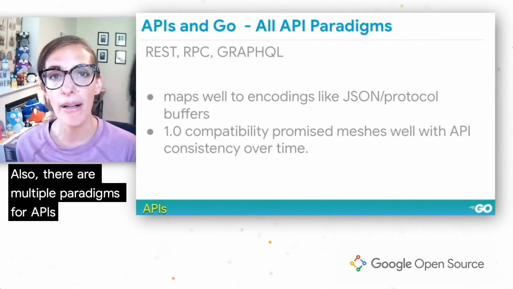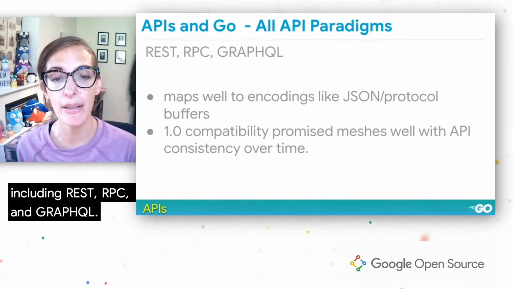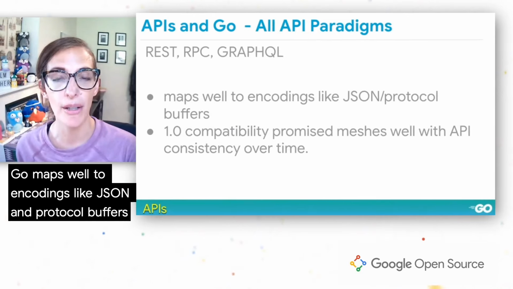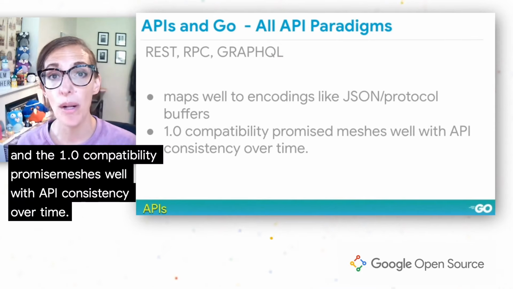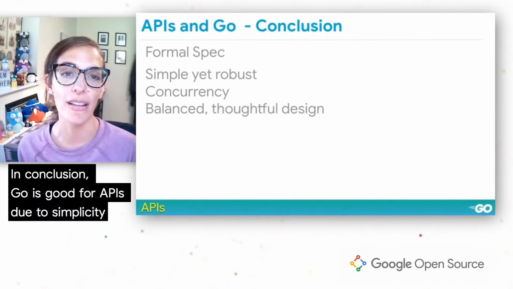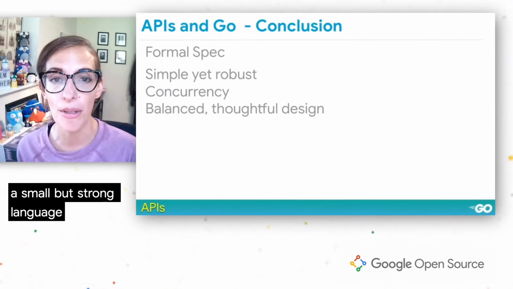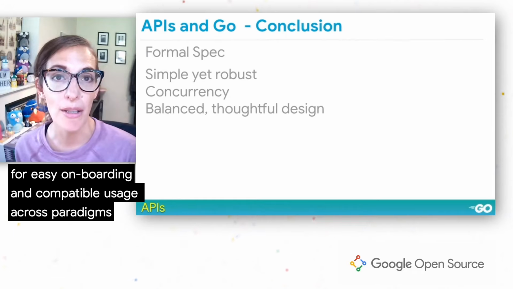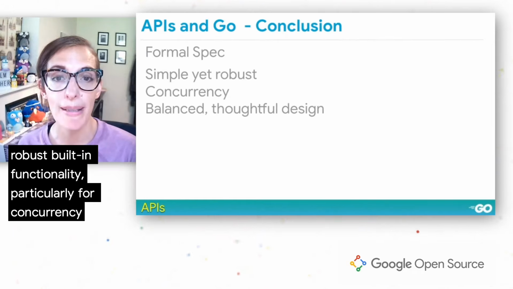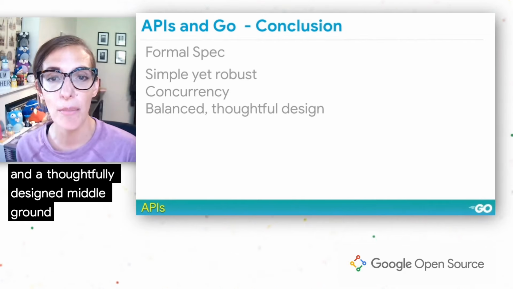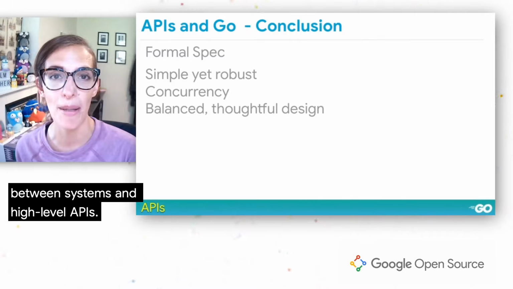Also, there are multiple paradigms for APIs, including REST, RPC, and GraphQL. Go maps well to encodings like JSON and protocol buffers. And the 1.0 compatibility promise meshes well with API consistency over time. In conclusion, Go is good for APIs due to simplicity, a small but strong language, for easy onboarding and compatible usage across paradigms, robust built-in functionality, particularly for concurrency, and a thoughtfully designed middle ground between systems and high-level APIs.